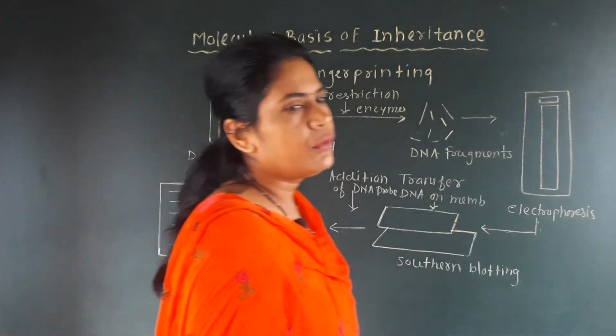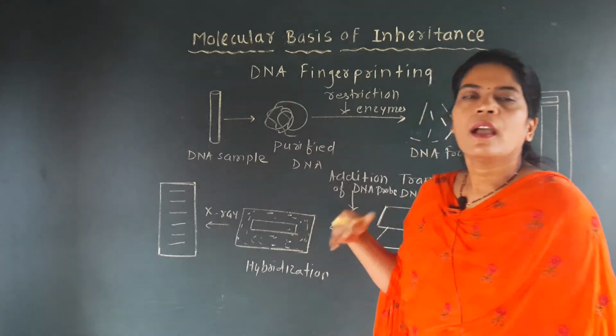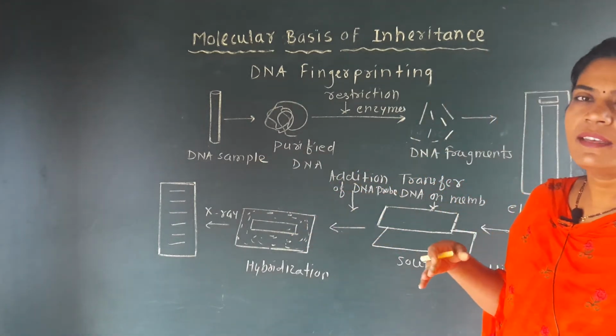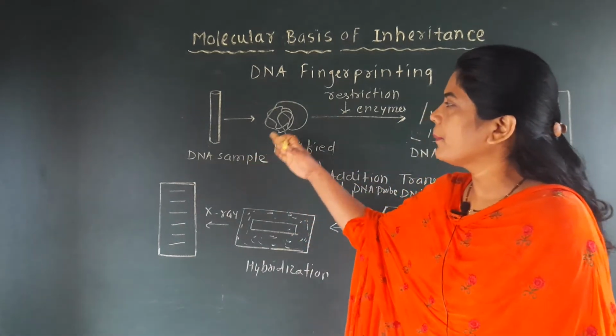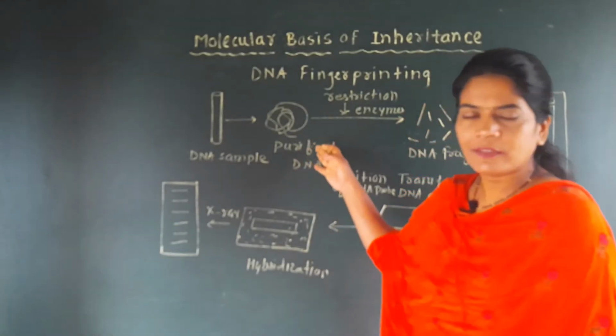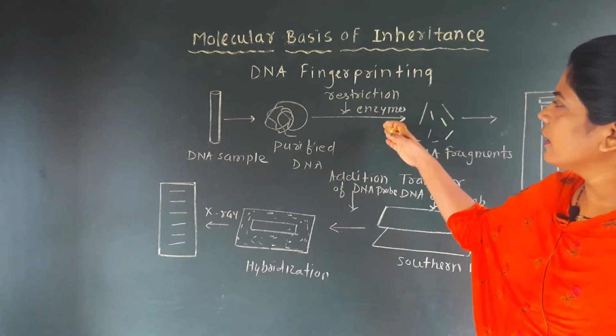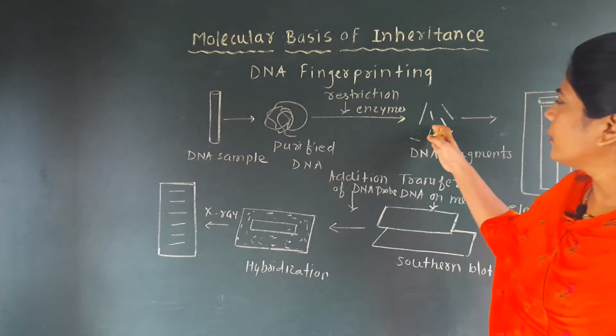Okay, students, this figure is very important. It explains how we can study DNA fingerprinting. From the DNA sample, the DNA is removed and purified by removing the other parts. Then restriction enzymes digest it into different fragments.